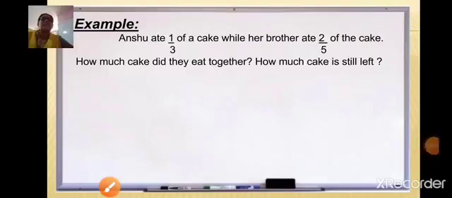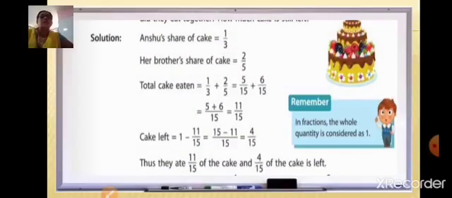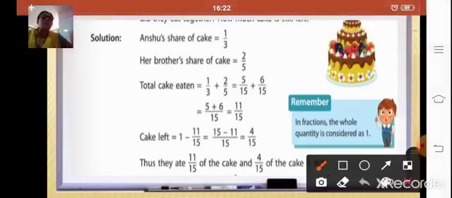Okay, now let us see the solution to this sum in the next slide. Okay, now here the solution is given. Anshu's share of cake was 1/3 part. Her brother ate 2/5 part of the cake. Now when we added by taking the LCM, we got the total part eaten was 11/15 part of the cake. Now how much cake was left was the second question. To find that, we subtracted 1 minus 11/15 part. Now when we subtracted 15 minus 11, we got 4/15 part of the cake was left.